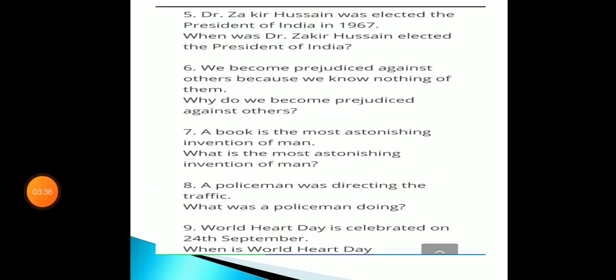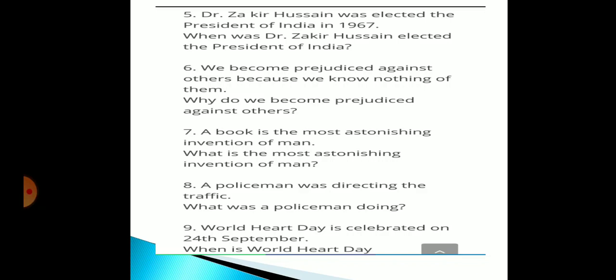Why do we become prejudiced against others is the correct WH question. Next one is a book is the most astonishing invention of man. What is the most astonishing invention of man is the correct WH word. Eighth one, a policeman was directing the traffic. What was a policeman doing?